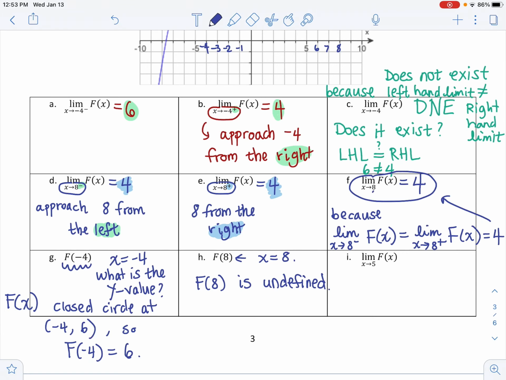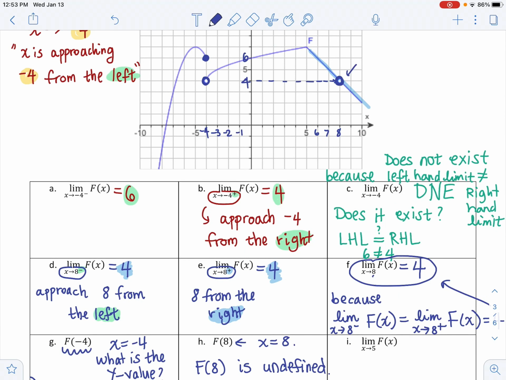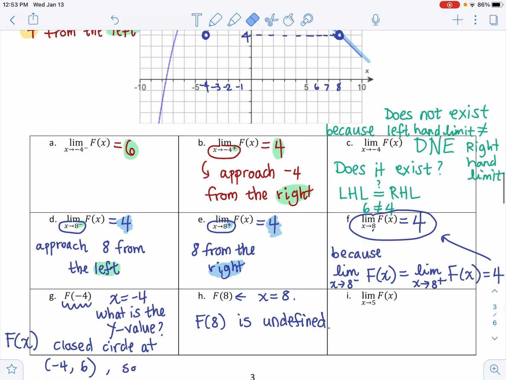Because there is no point. There's only an open circle at, it was going to be 8, 4, right? At 8, 4 we don't have a point; this is an open circle. So that's why we have to say that, because it was an open circle, it is undefined at x equals 8. All right, let's do the very last one.